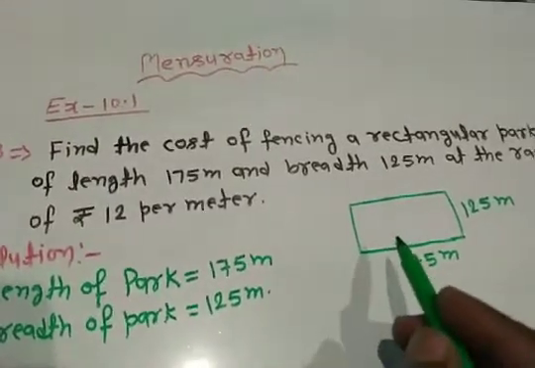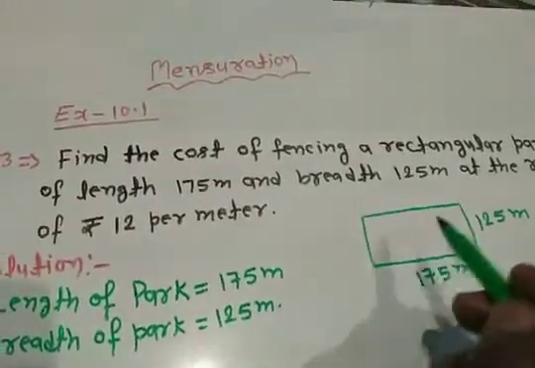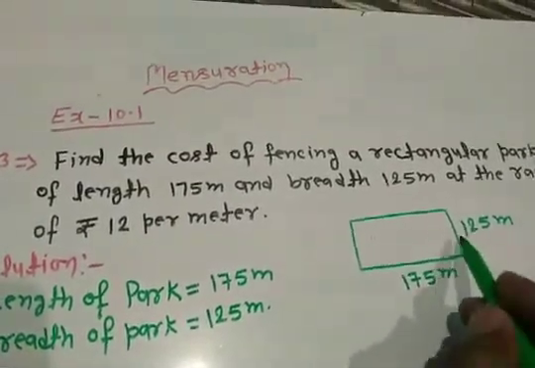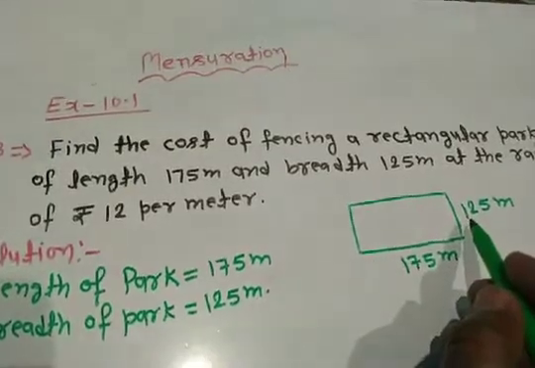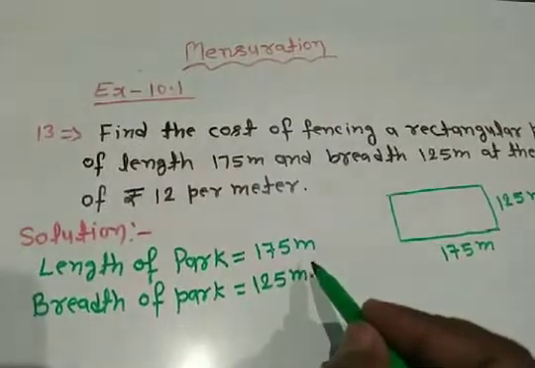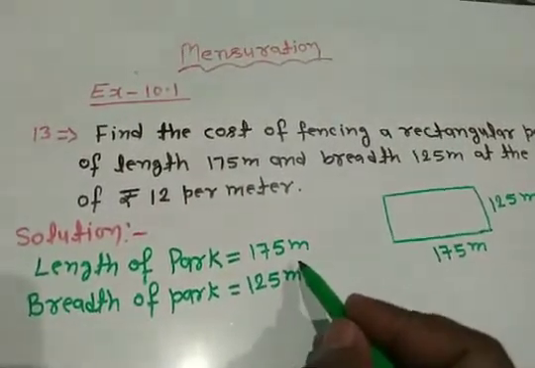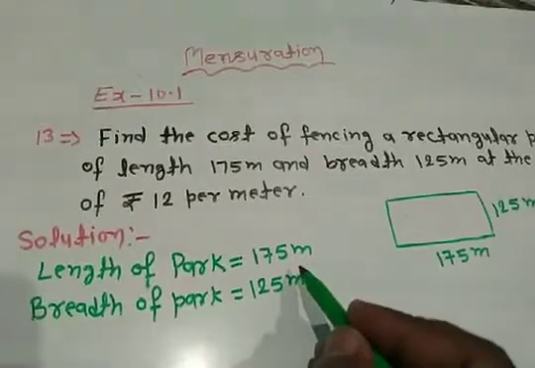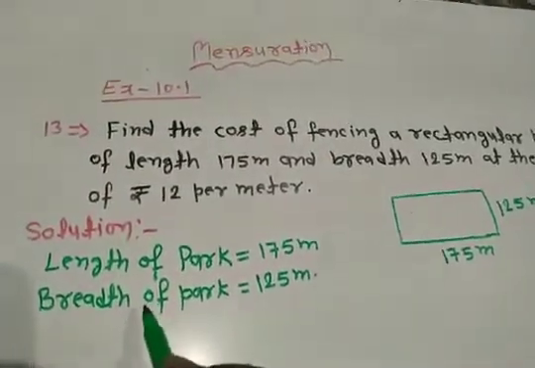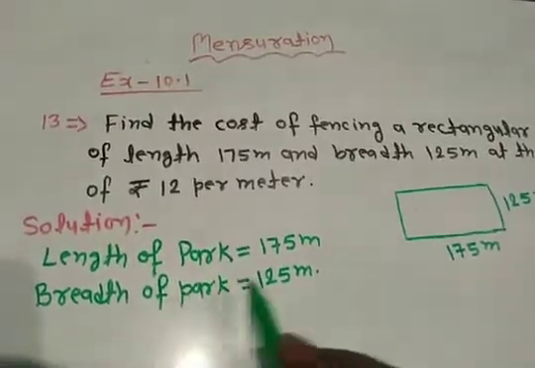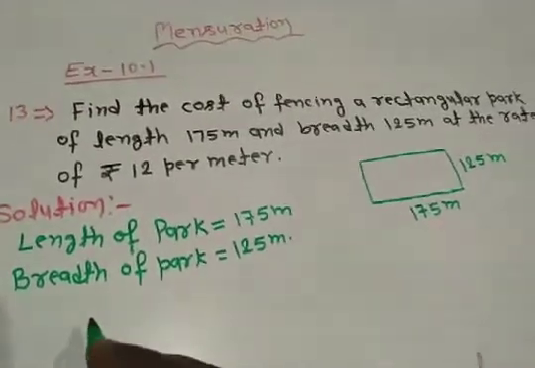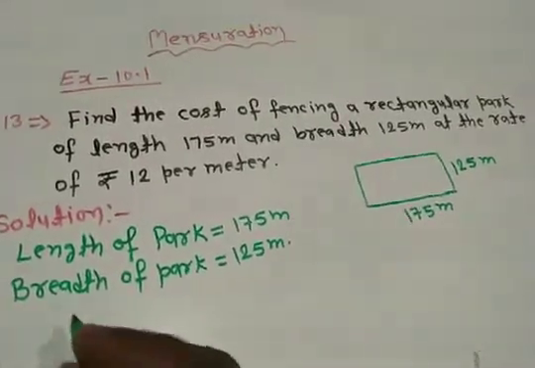Here you can see this is a rectangular park of length 175 meter and breadth 125 meter. Clear? So here we can write the length of the rectangular park is 175 meters, and the breadth of the rectangular park is 125 meters. First we find the perimeter of the rectangular park.